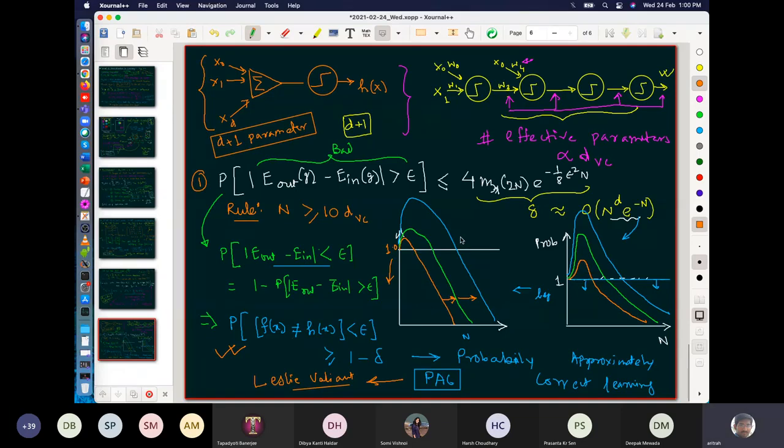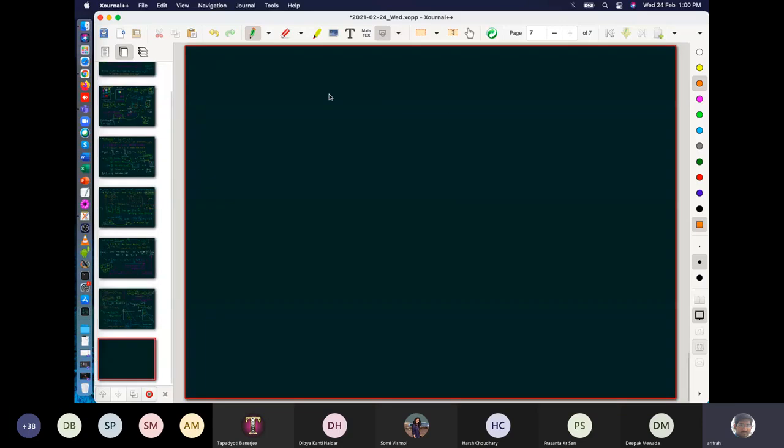And since we have an equation of this kind of nature, in terms of delta and n, I can get the epsilon. Just to simplify this equation, as in many books, to blow up this equation, we have 4 m_H(2n) e to the power minus 1/8 epsilon squared n equals my delta.